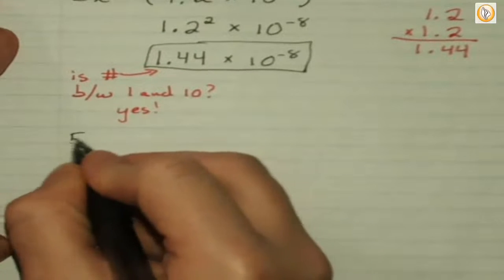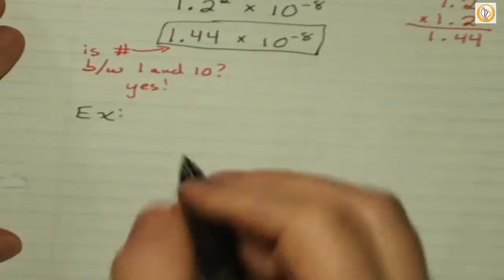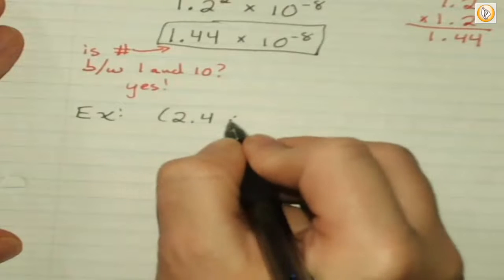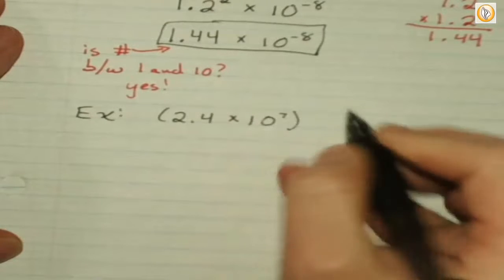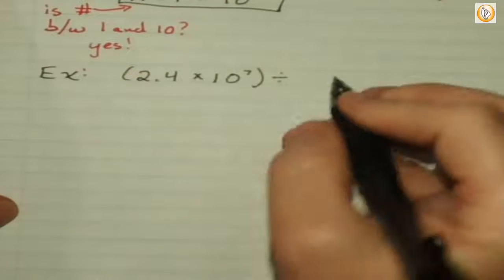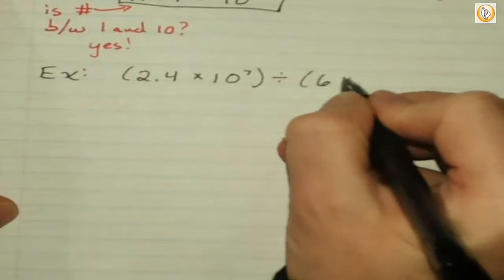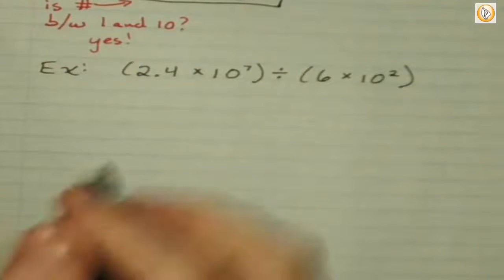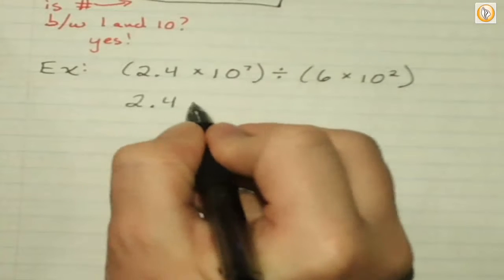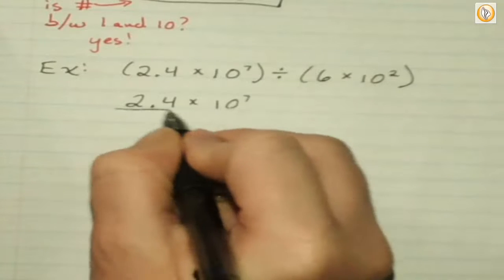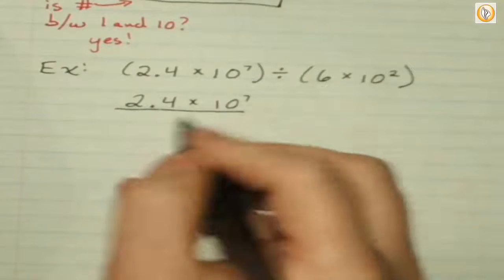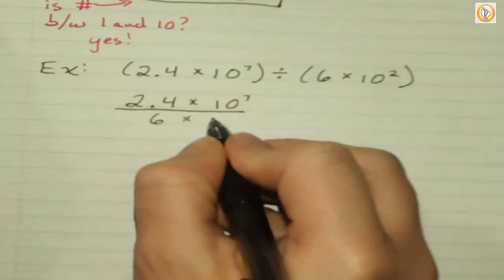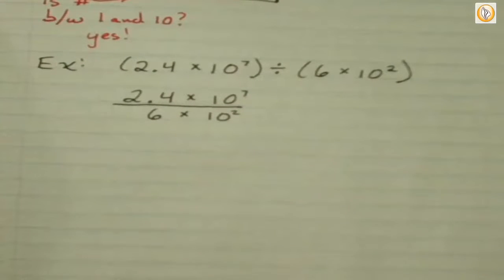All right, let's talk about division. 2.4 times 10 to the 7th power divided by 6 times 10 to the 2nd power. Okay, what I want y'all to do is rewrite this by stacking them, kind of like what you've been doing with exponents. You're going to write 2.4 times 10 to the 7th power, because it's being divided by this, over 6 times 10 to the 2nd power.